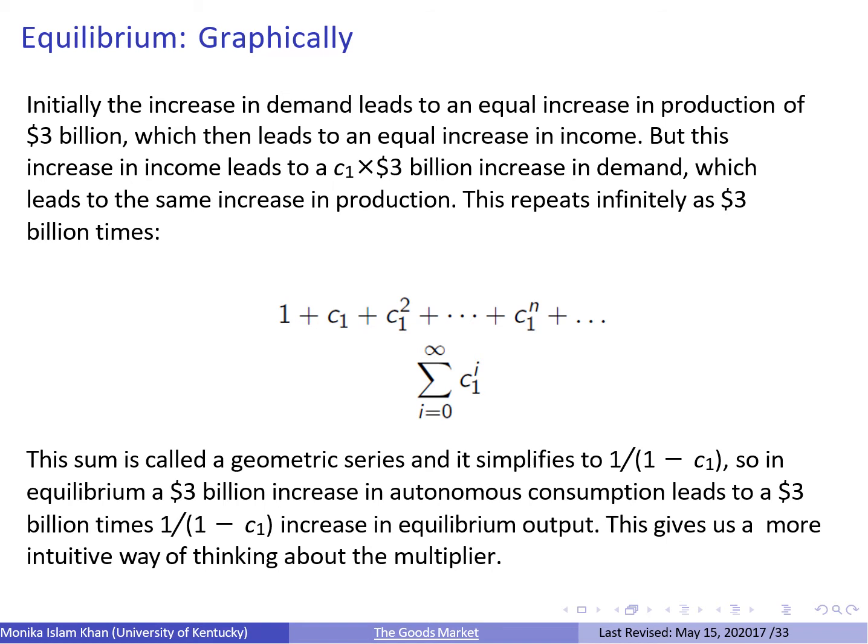So, a 3 billion increase in autonomous spending or autonomous consumption leads to a 3 billion times the multiplier increase in equilibrium output.